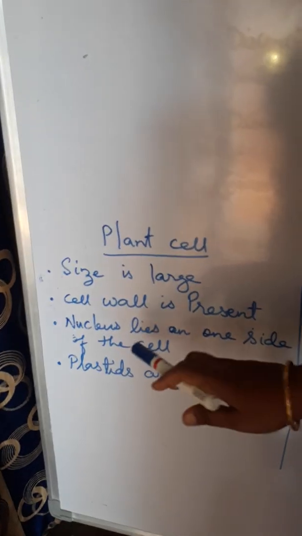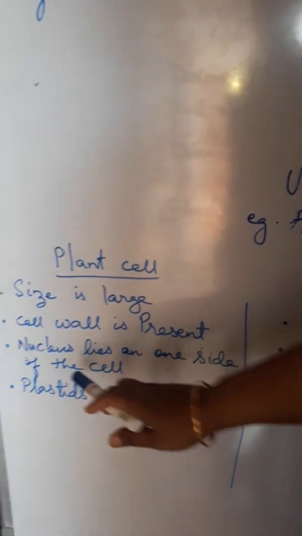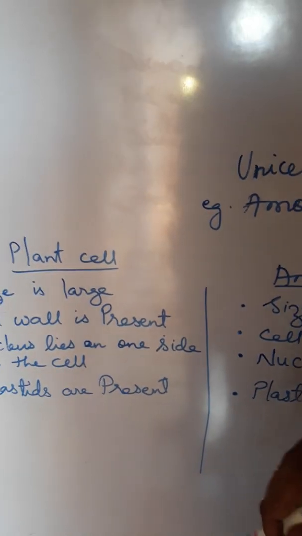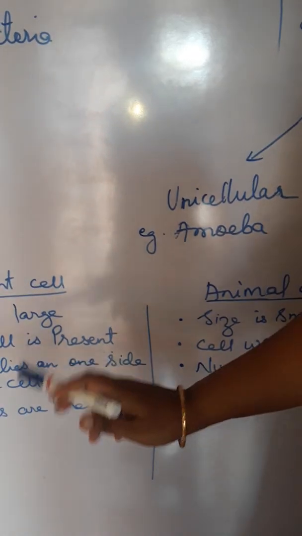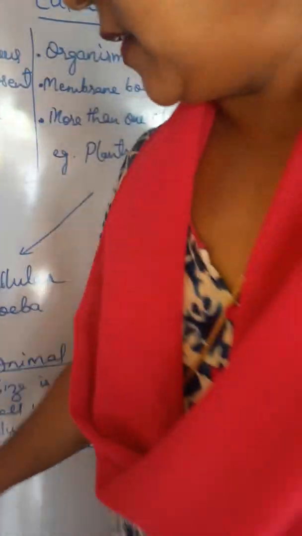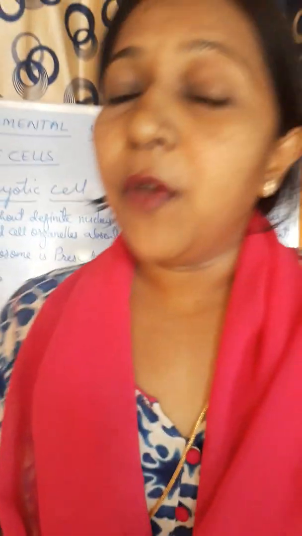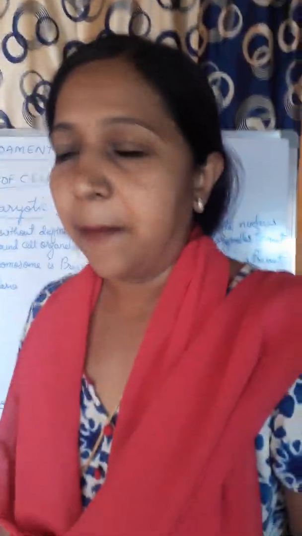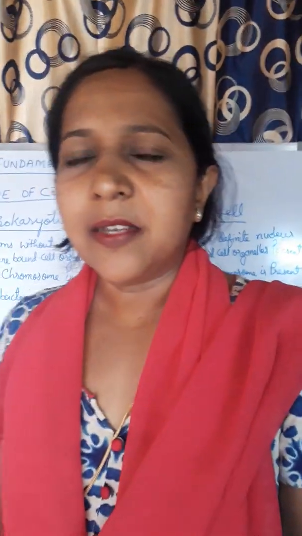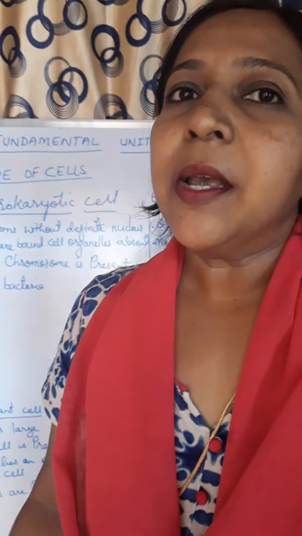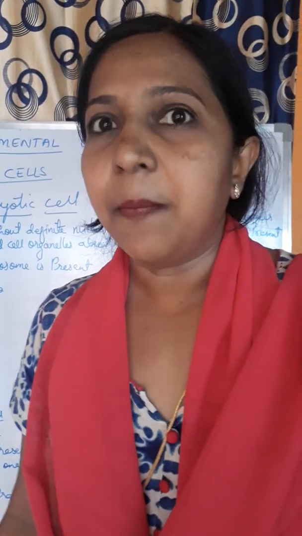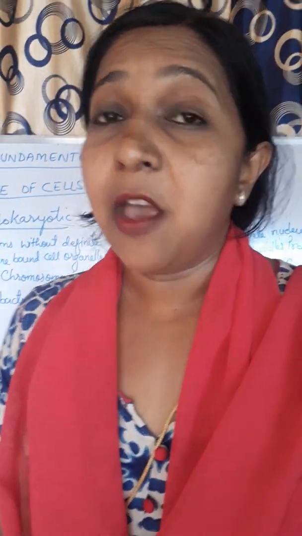Most plant cells have a vacuole, and the nucleus lies on one side of the cell, whereas the nucleus lies in the center of the cell in an animal cell. And plastids are present in plant cell. Plastids are nothing but the chloroplasts which prepare the food for the plants. So plastids are present in plant cells, they prepare food for the plants, whereas plastids are absent in animal cells.